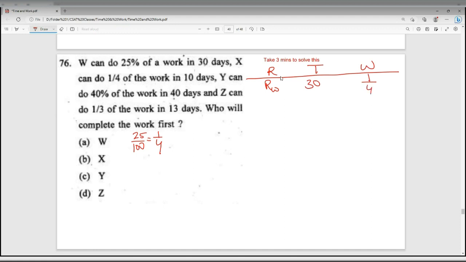And then X can do 1/4 of the work in 10 days. And Y, sorry. Y can do 40% of the work. I would take 40% as 4 by 10. And what they're saying is in 40 days.